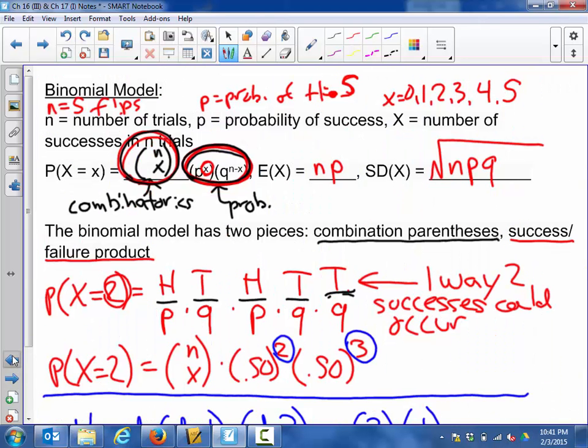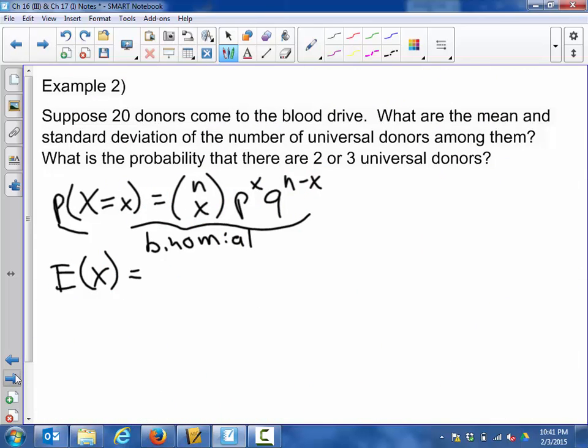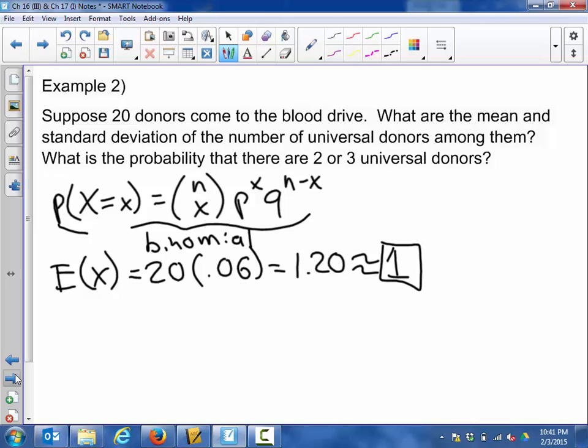So the mean of this binomial, the expected value of x, is equal to n times p. The number of trials that we have is 20, times the probability of success, which we said was 6%. So this comes out to be 1.20. We expect to see about one person to have this O negative blood type among the 20 people coming to the blood drive.